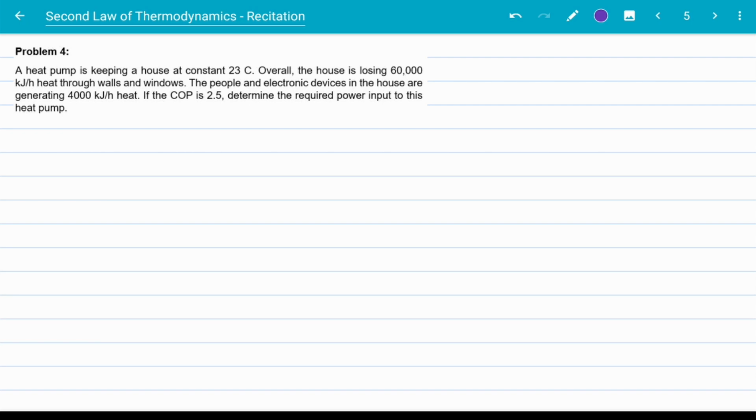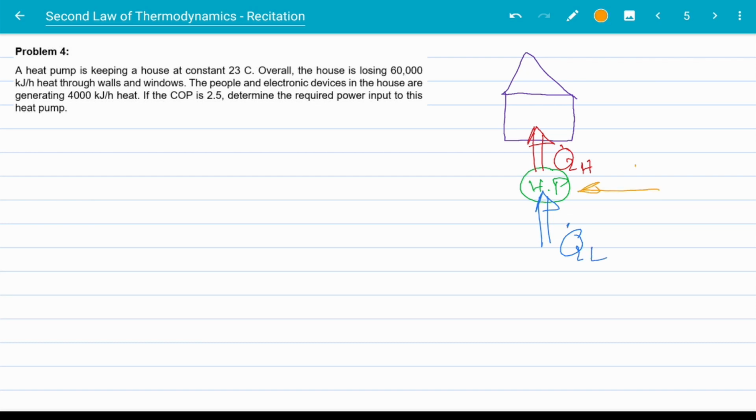Again, this is our house. We have the heat pump here. We want to keep this house at a constant temperature. So we are providing Q dot H. We are receiving the heat, or absorbing the heat, from the cold outside in the form of Q dot L, and we are consuming some power. We're asked to find this power input.